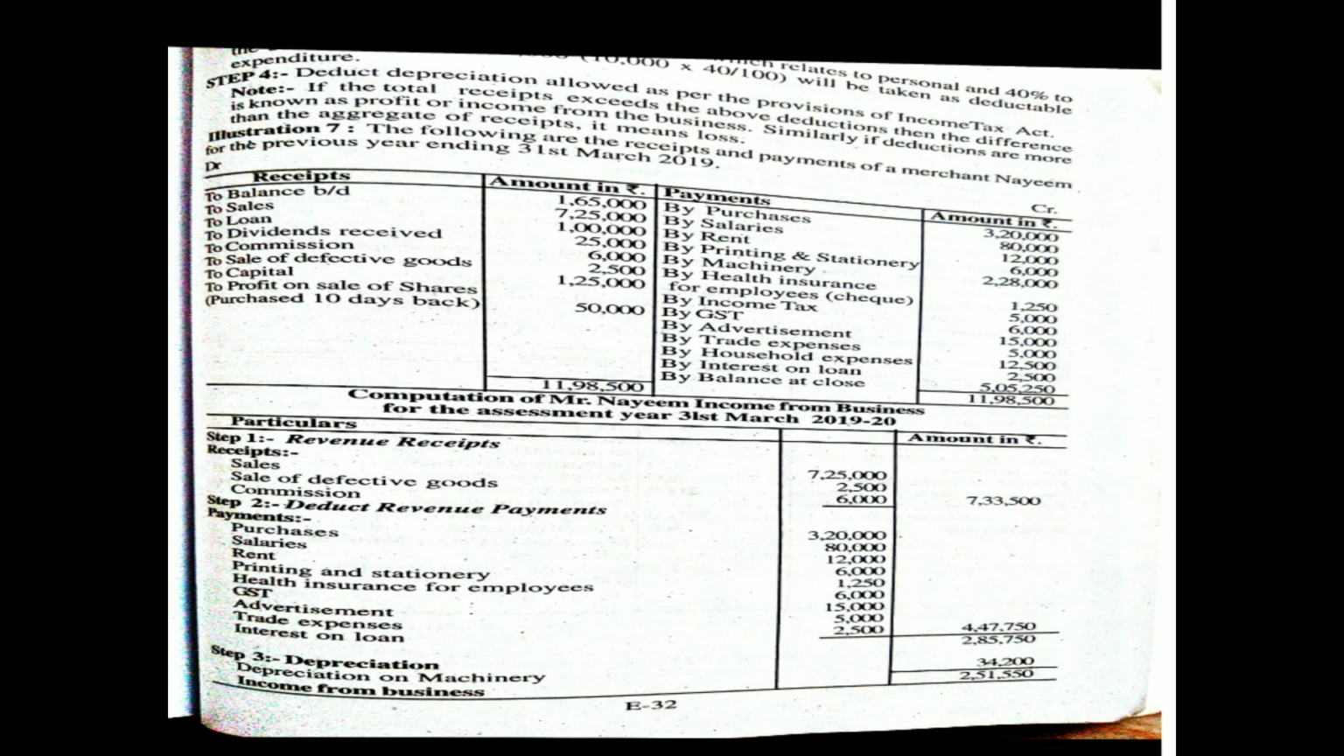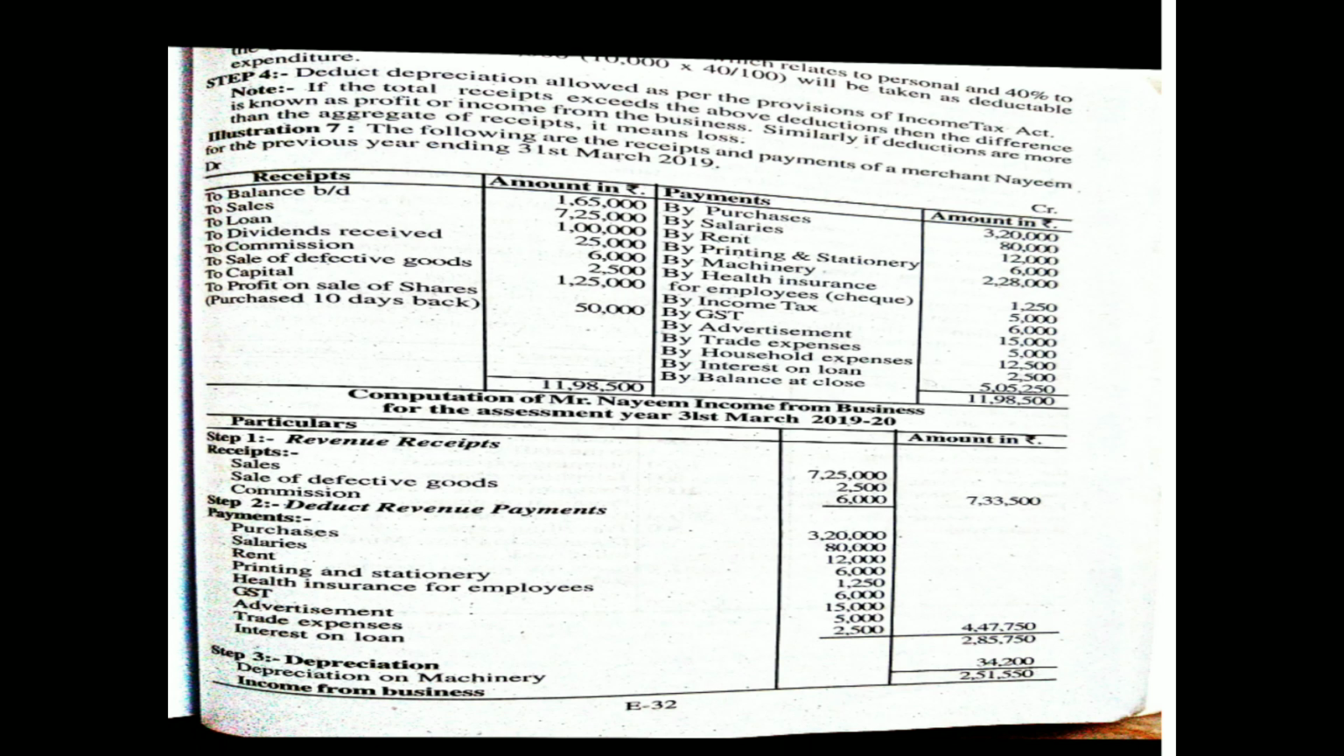to sales 7,25,000, to loan 1 lakh, dividends received 25,000, commission 6,000, sale of defective goods 2,500, to capital 1,25,000, to profit on sale of shares purchased 10 days back 50,000. Now come to the payment side.